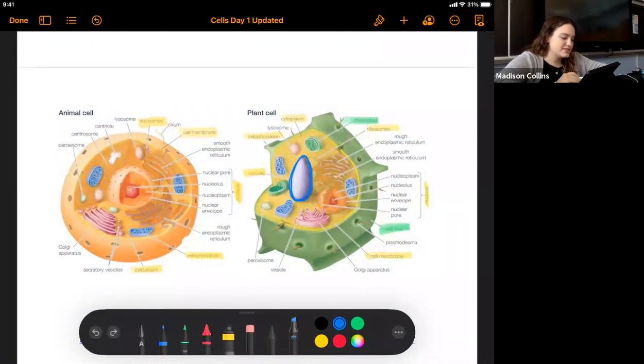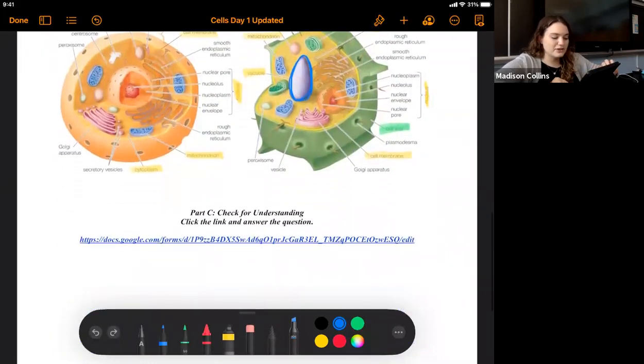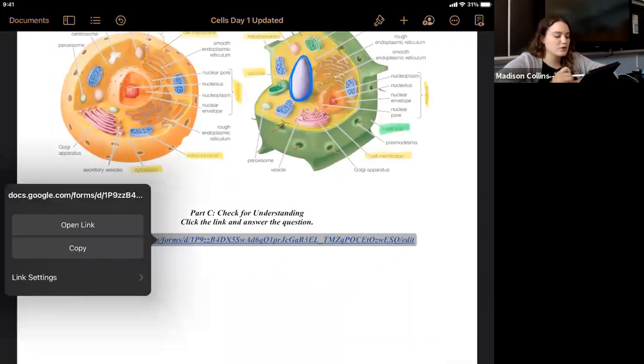If you have any questions about this lesson, let me know. If not, go ahead and answer your exit ticket. So open that link and show me what you know.